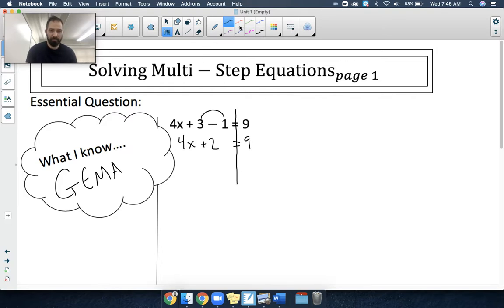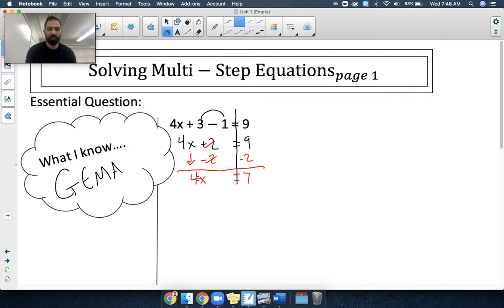Next step, we got to get the variable by itself. So first thing you want to do is get rid of, remember, go in reverse, addition and subtraction. So we're going to do the opposite of plus 2 to both sides. 4x comes straight down. Our 2's cancel. And then we have equals 9 minus 2, which is 7.